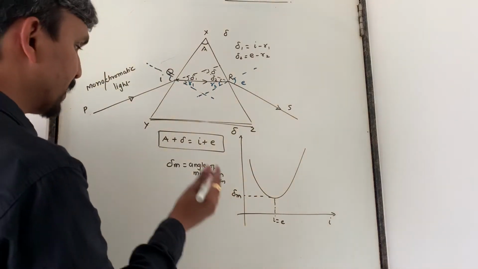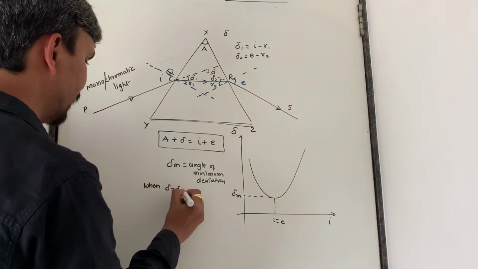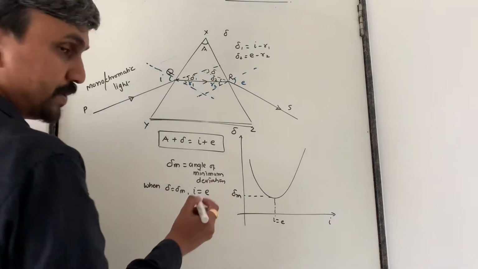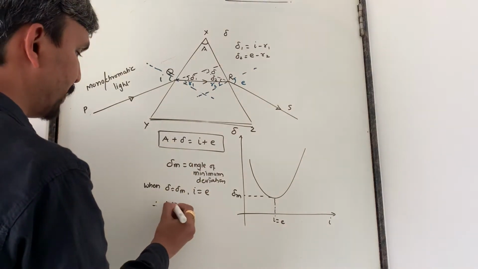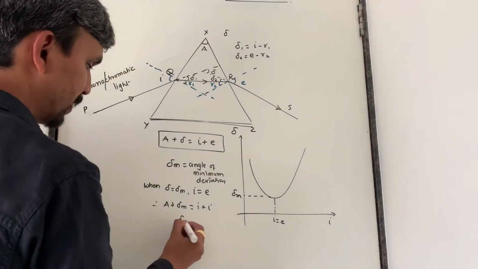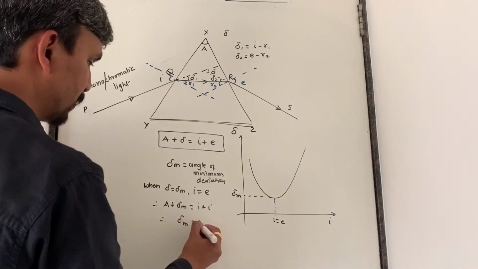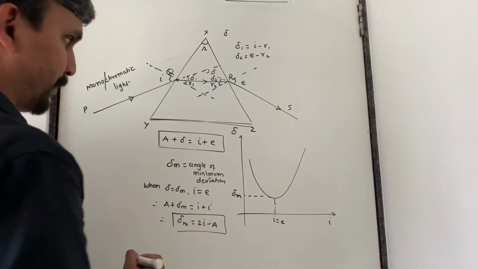Now I will substitute here: when your delta is delta M, your I is equal to E. So I will substitute these two values over here. So right here, A plus delta M is I plus I. Therefore delta M is equal to 2I minus A. This is that relation, very important.